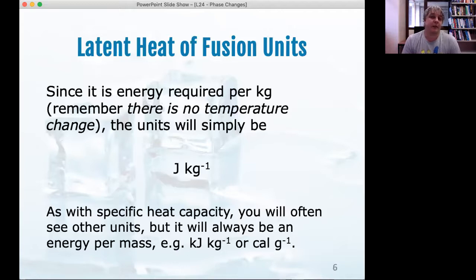The latent heat of fusion units are just the amount of energy per kilogram of substance, so joules per kilogram. As with specific heat capacity, you'll often get other variations on these units. So it might be kilojoules per kilogram or calories per gram, things like that, but it will always be an amount of energy per some unit of mass. Remember, there's no temperature change. While it is changing phase, it stays at the same temperature, so there's no temperature unit in our latent heat of fusion, nor in our phase change energy calculations.